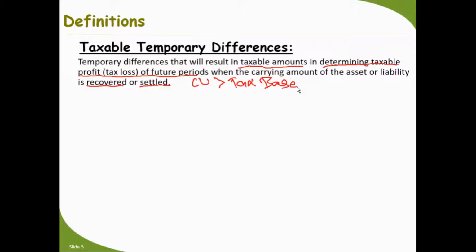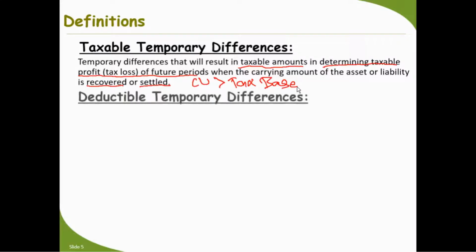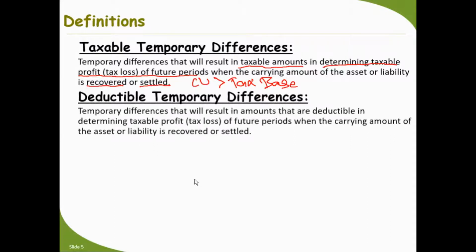Okay. Then deductible temporary differences. These will result in amounts that will be deductible when you determine your taxable profit or loss for the future period. It happens when your carrying value is less than your tax base. So deductible temporary differences will lead towards deferred tax assets.